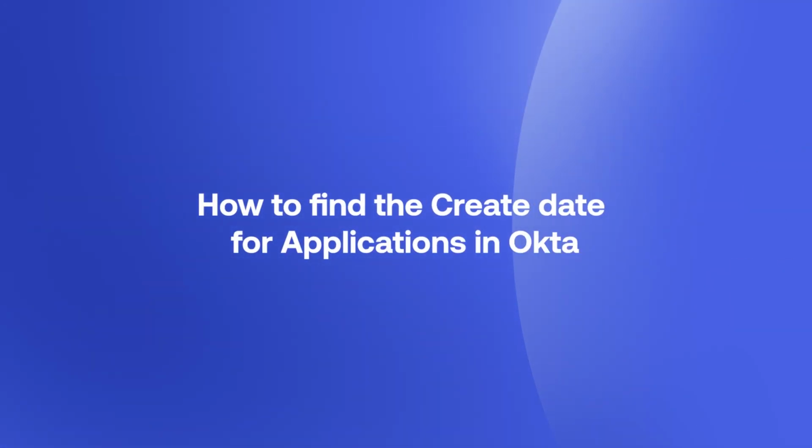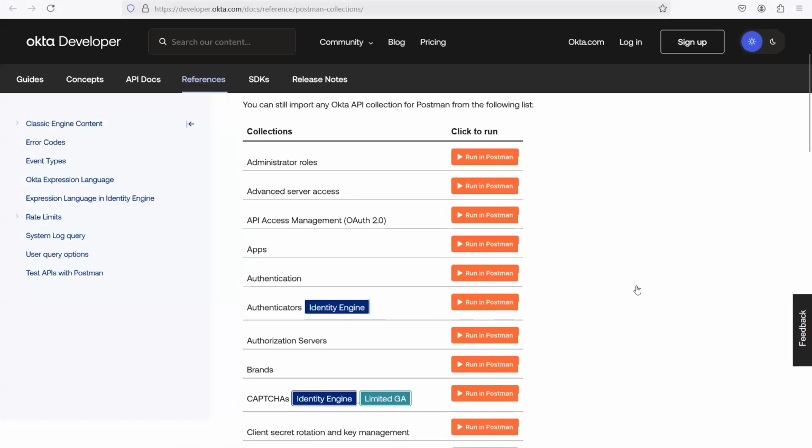In today's video, we will see how to find the create date for applications using the Okta Apps collection in Postman. To complete this tutorial, you will need an Okta tenant and the Postman API platform. It is recommended to use a test environment when performing these steps.